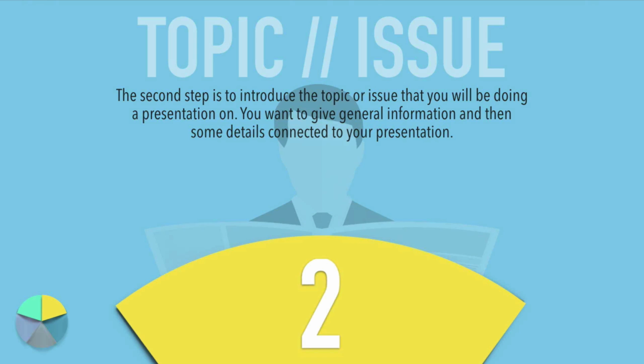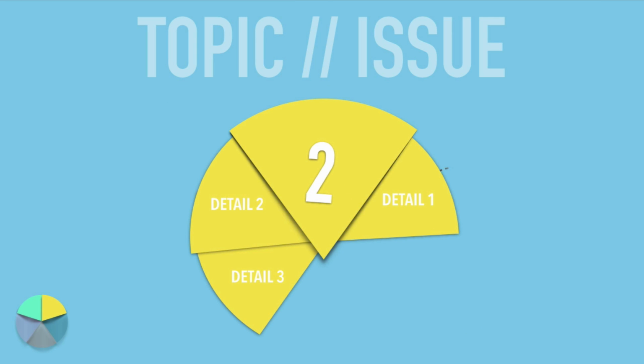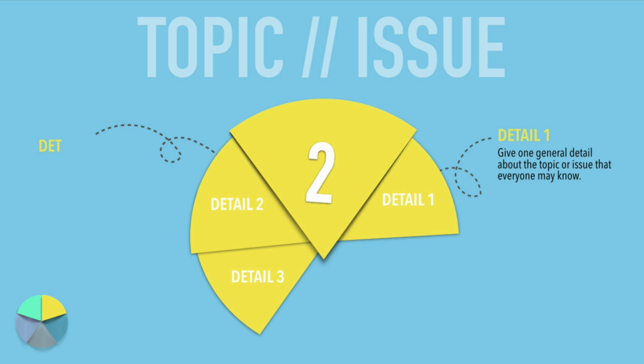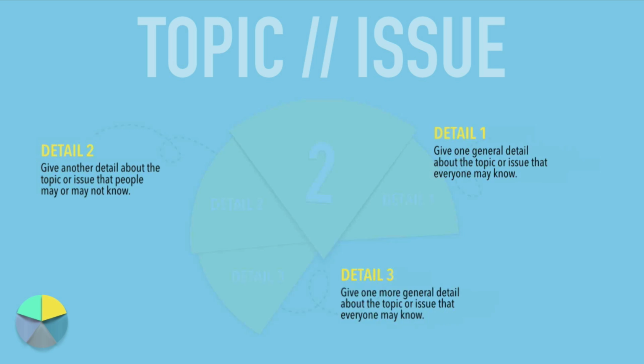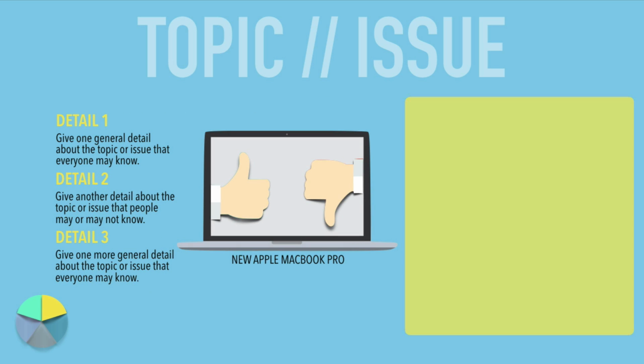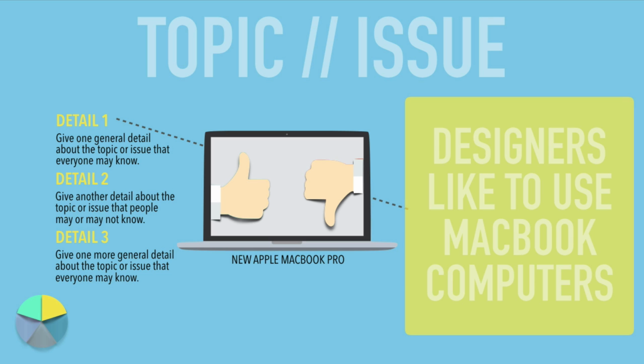So let's keep going. Now, for the topic or issue, you want to state it, and then you want to give 3 different details about the topic or issue that you're talking about or presenting. So, for example, again, our topic is the new Apple MacBook Pro. So, the first detail I would give is designers like to use MacBook computers. This is a fact or a detail about this topic.